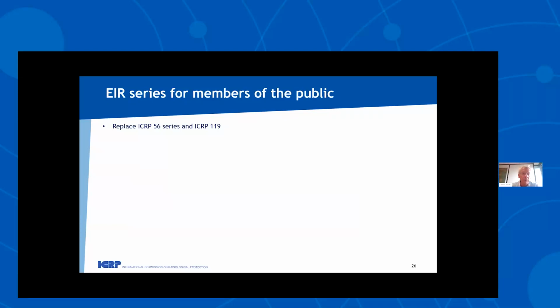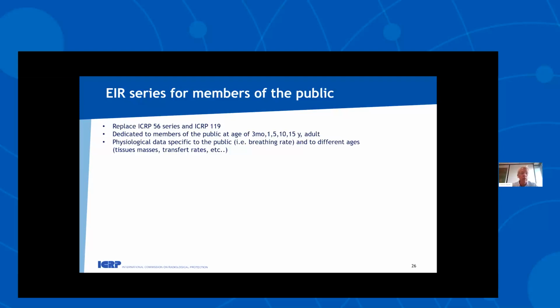The EIR series, for environmental intake of radionuclides, will replace the 66 series. It will be dedicated to members of the public of different ages, including the young and the adult. It will also use physiological data specific to the public. As you know, for the public, the reference breathing rate, for example, is different from the worker. We will also use specific physiological data according to age. We have different tissue masses, different transfer rates, and so on.